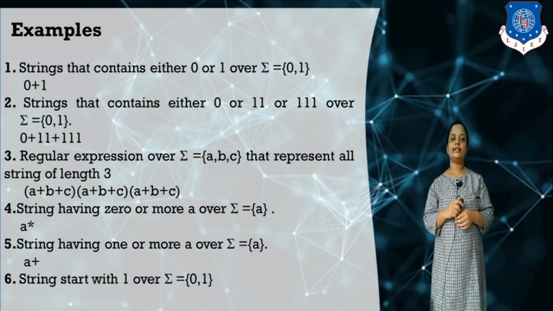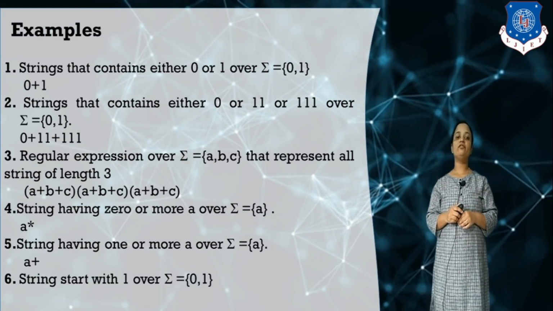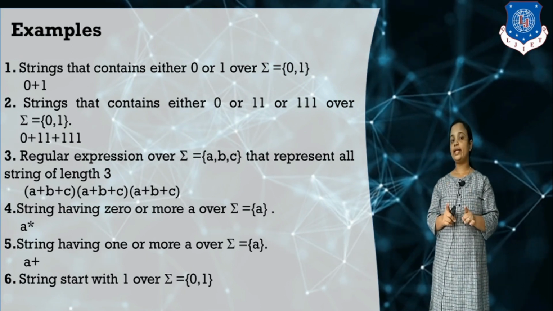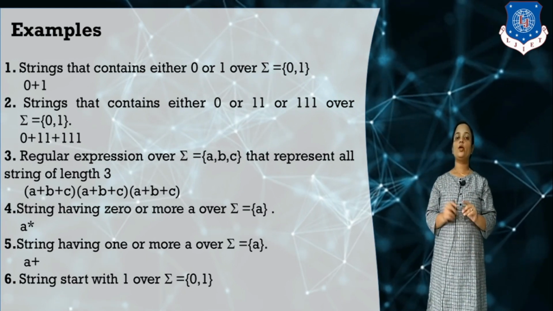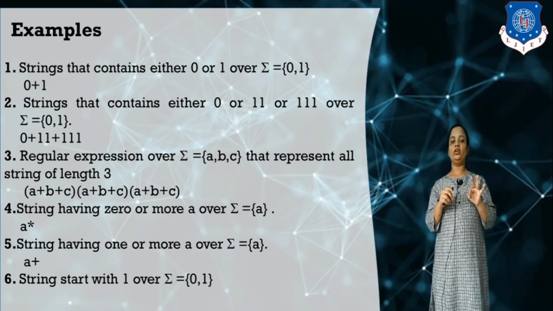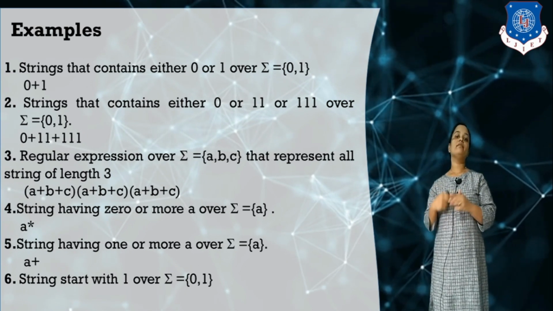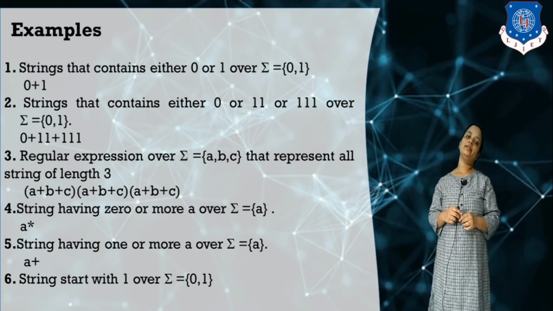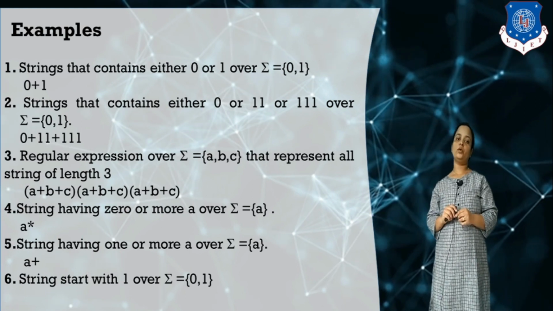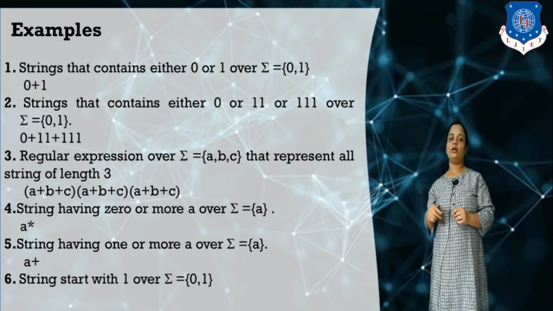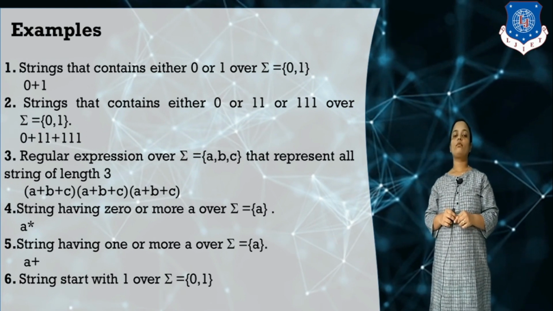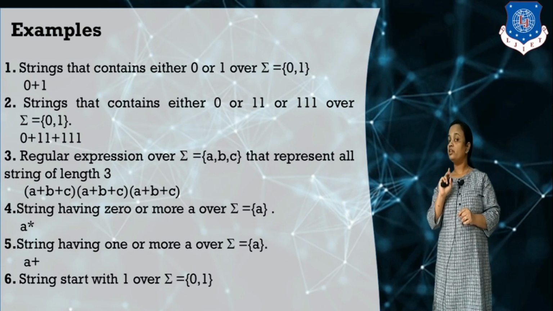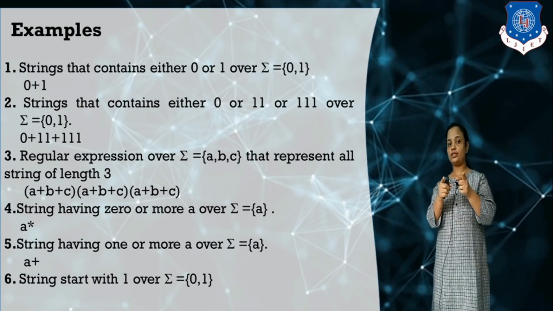Now let us take another example. Strings that start with 1 over the alphabet 0, comma 1. Now understand this example. The question is given like this: write down the regular expression for the set of strings which start with 1. Now what alphabet have they given? 0, comma 1. So it is a set of strings containing 0 and 1 symbols. Now they have given the position: start with. So whenever the order is given, we have to focus on the order.